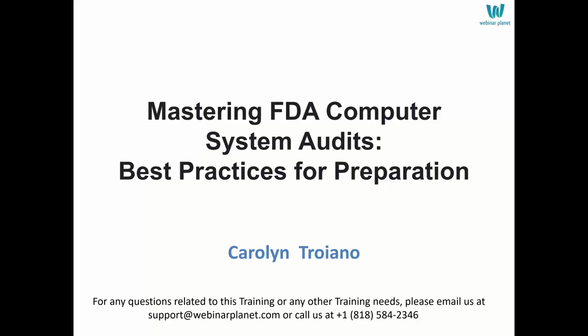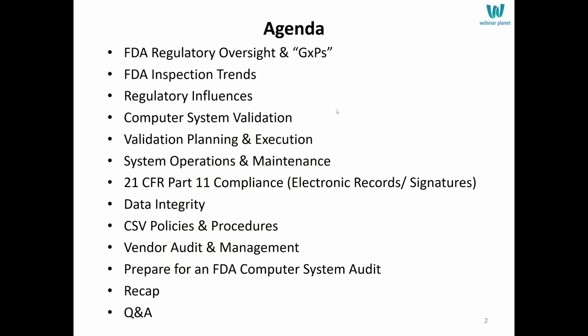Thank you. Hello, everyone. I'm Carolyn Troiano, and we're going to be talking about how to master FDA Computer System Audits, the best practices to prepare for this. We'll cover FDA regulatory oversight and what we mean by GXPs. We'll cover some inspection trends, some regulatory influences. This will give you an idea of where to focus your efforts to make sure you can remediate anything before they come. Then we'll get into computer system validation, planning, execution, operations, and maintenance to keep your system in a validated state. We'll cover 21 CFR Part 11, electronic records and signatures, data integrity requirements, and then the policies and procedures needed to support your effort. And finally, we'll talk about actually executing the audit and how to manage it and prepare for it ahead of time. Finally, we'll recap and have a Q&A.